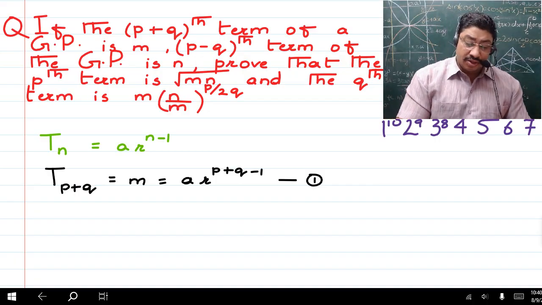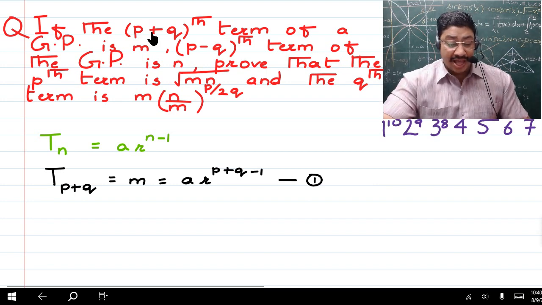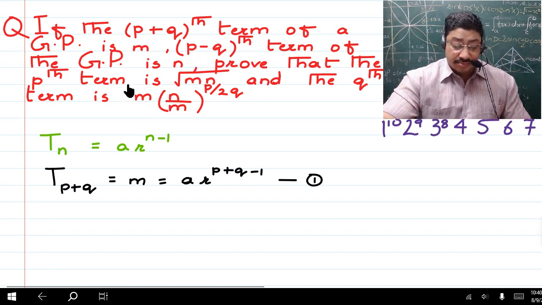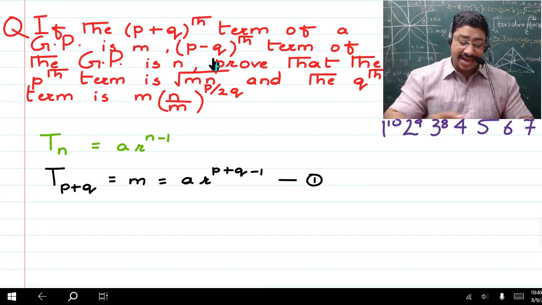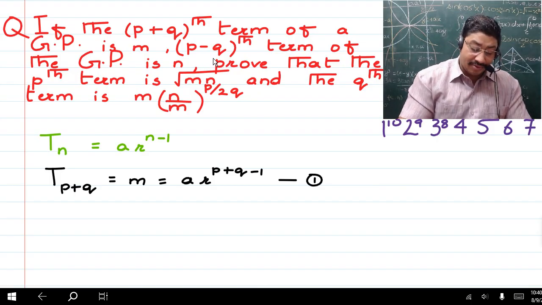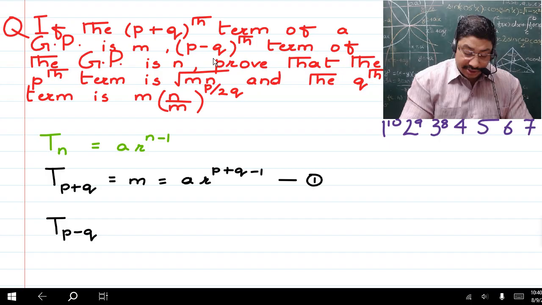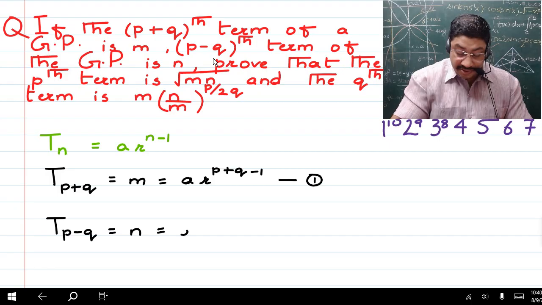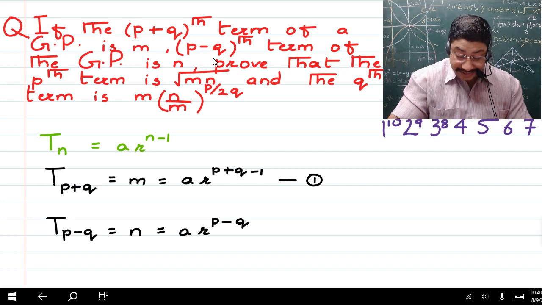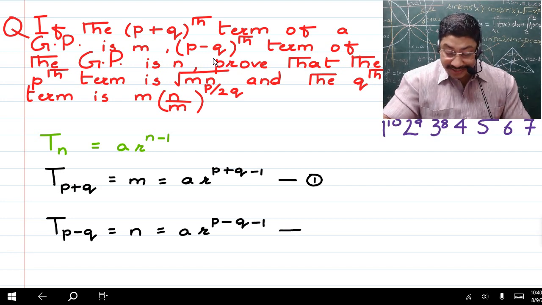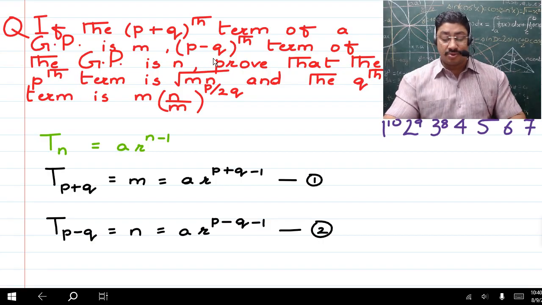Okay, now children, we'll talk about the second equation that can be formed. So here we have p minus qth term of the GP, which is n, right? So here children, as the p minus qth term has been given to you to be n, so in a similar way we can again now write that you have t p minus q, right, which becomes equal to n, right, and that further can be written as a further multiplied by r raised to the power p minus q minus 1. Now children, as this is entirely different, so we will mark this to be equation number 2.